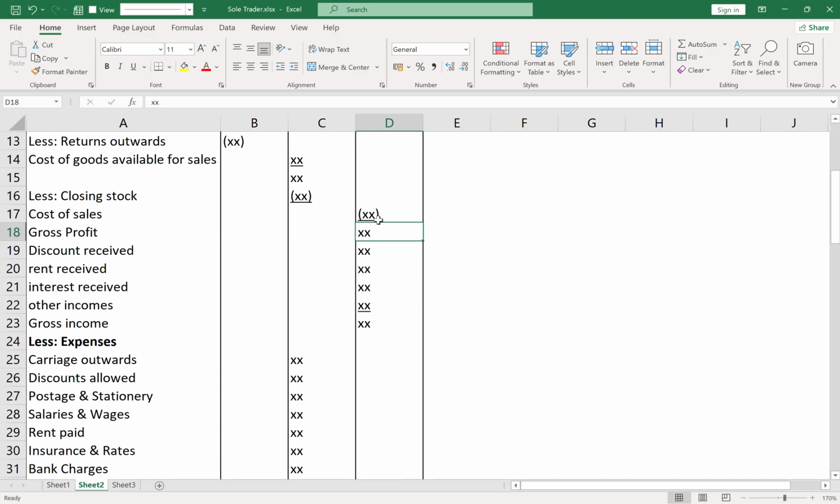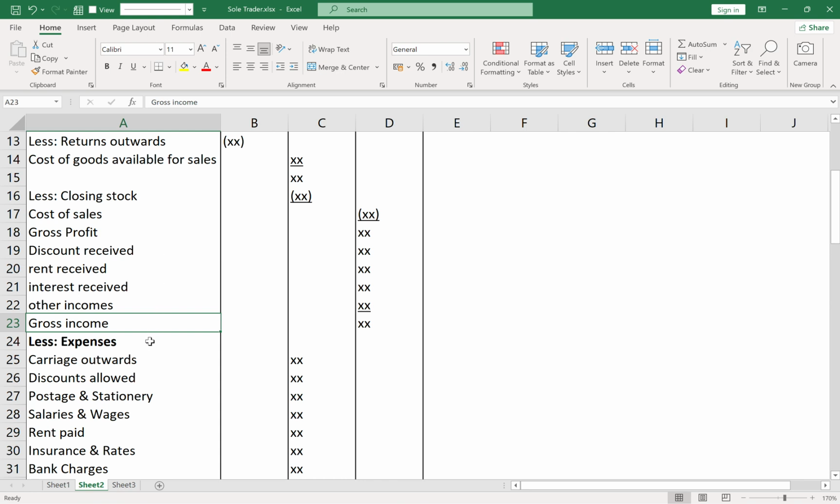So this is the gross profit. Now from here we are going to add the income. So you have discounts received, rent received, interest received, other incomes, so that you can get the gross income. Then this is what we have said shall be credited.